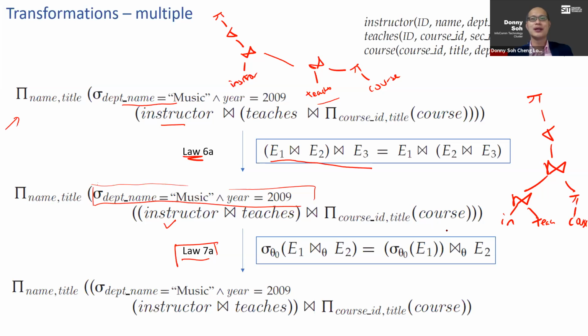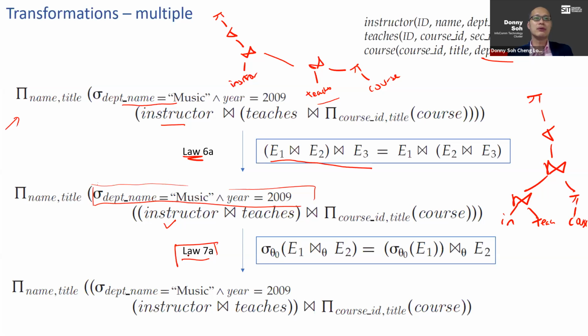So because in this part of my join, this course does not have department name. Oh yeah, course does not have my year. Let me see. Instructor, course, department name is here, course, let me see, department name is music, instructor.